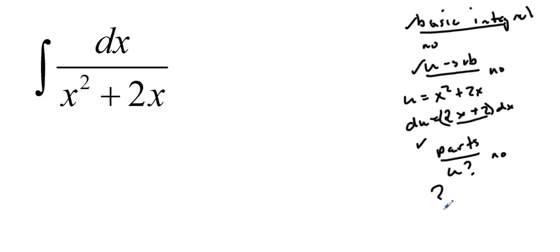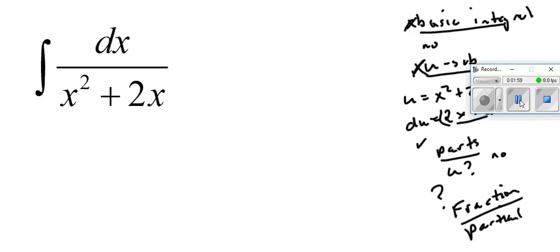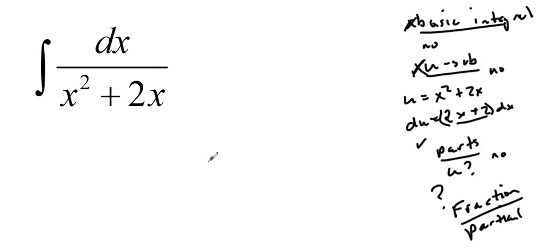What do you do? Well, in this one, we notice that we have a fraction. Since there's a fraction, u substitution does not work, and it's not a basic integral, we're going to try what's called partial fractions. To use partial fractions, we first have to factor the bottom. So we're going to write this expression as the integral of dx, and we factor out an x, and we have x plus 2.